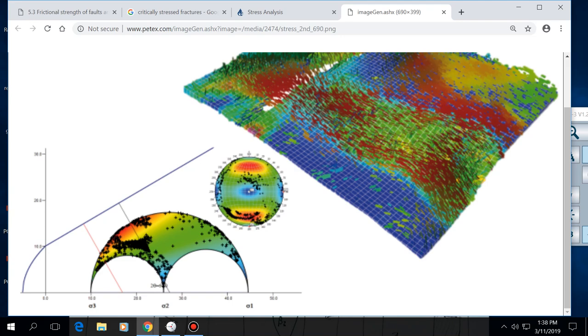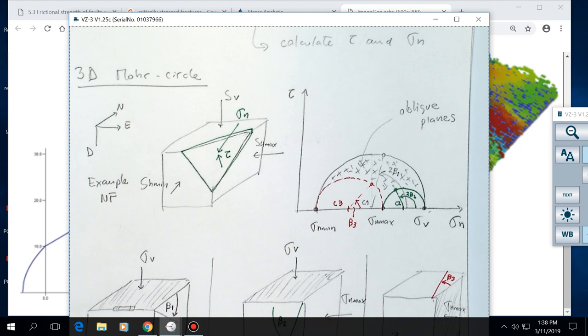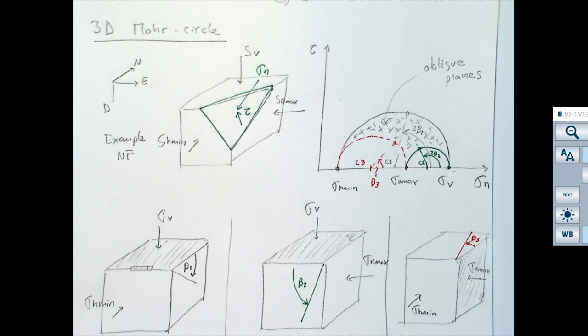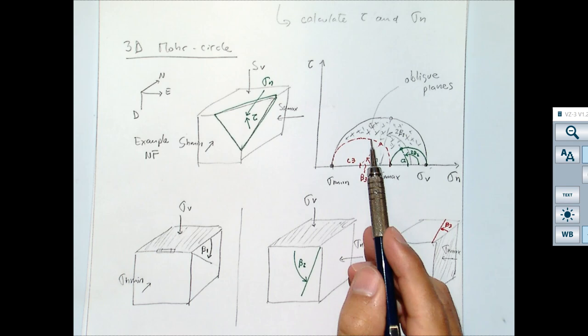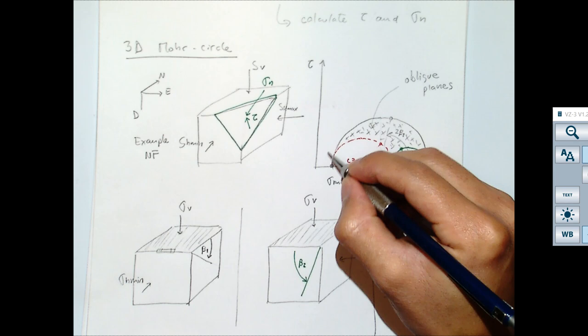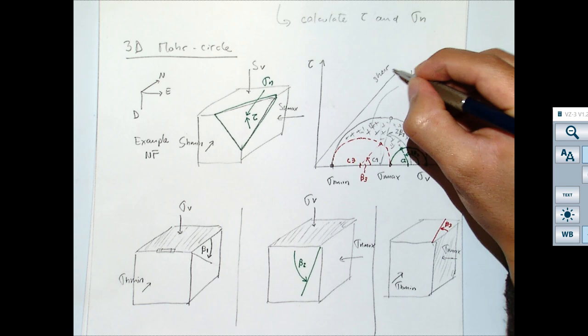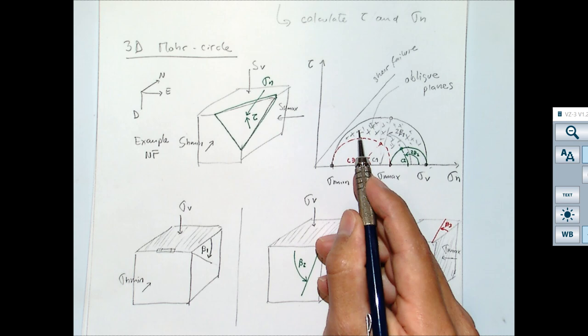Okay, so that's exactly what I want you to remember. What is a 3D Mohr circle? What do the circles represent, and what are the points inside? And also remember that the closer you get to shear failure, if there is any shear failure line, the higher the shear stress to normal stress ratio is going to be.